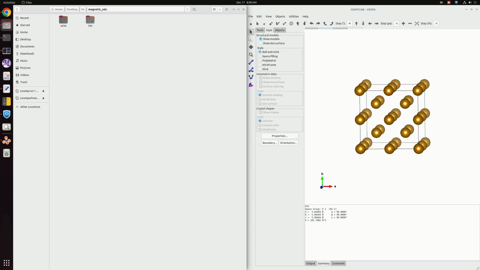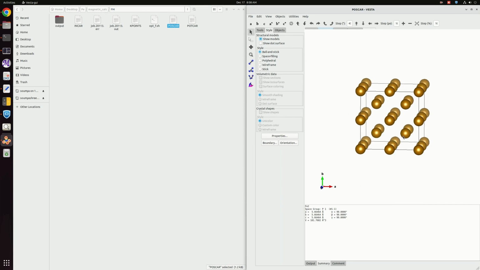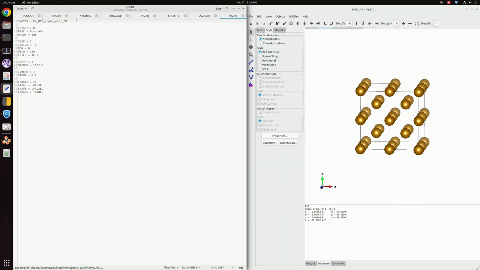So first I am going to the ferromagnetic calculation over here, and the POSCAR file I have taken from the supercell optimization. You can also see that this is the same contour after optimizing the supercell, which I have used as the POSCAR here. Next, in the INCAR tag, some changes we have made, because as we already have the optimized supercell, we don't want to optimize it again, rather we just want to do a single static calculation over here.